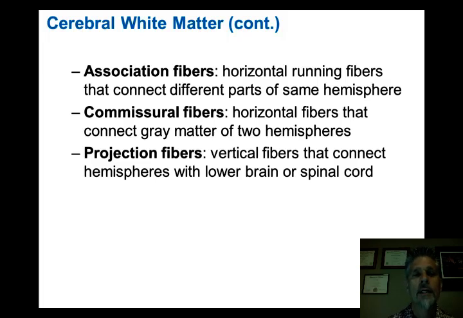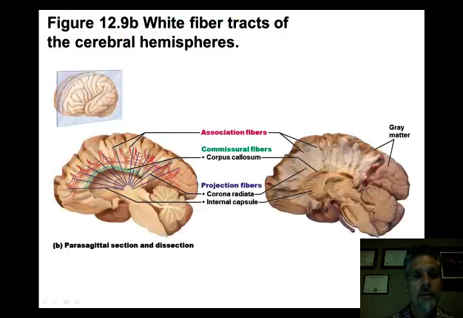Commissural fibers are going to be connecting the gray matter in the two hemispheres, right? And then projection fibers are going to be going between the higher brain areas and lower brain areas, or even the spinal cord itself. We can see some of them in the diagram here, right? You can see the projections that are going up. We can see the commissural fibers that are going across, like in the corpus callosum, and then we can see the association fibers that are going within a hemisphere.